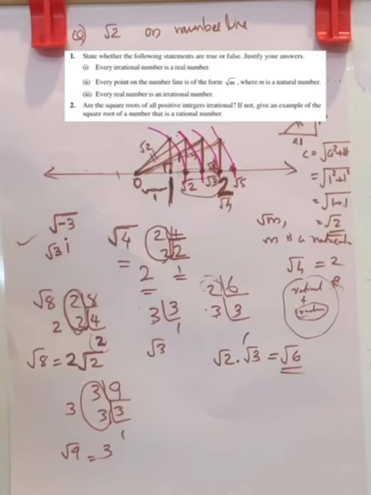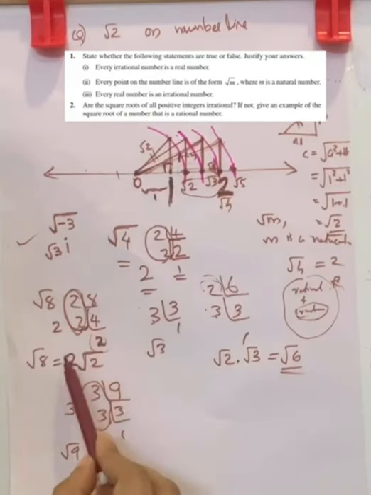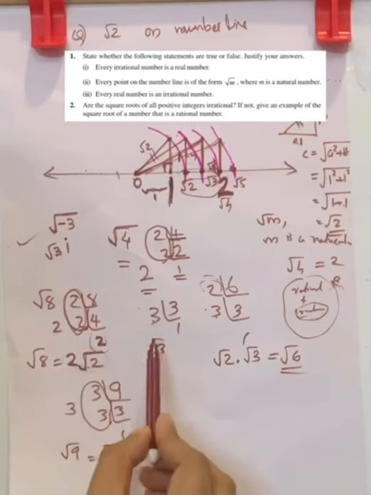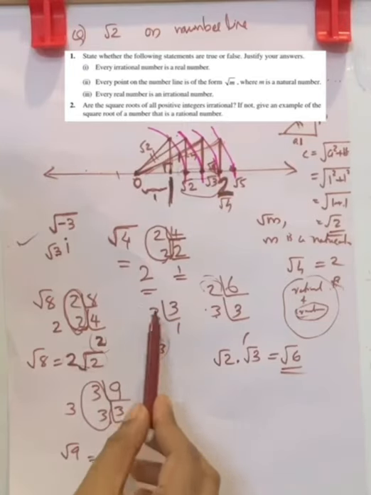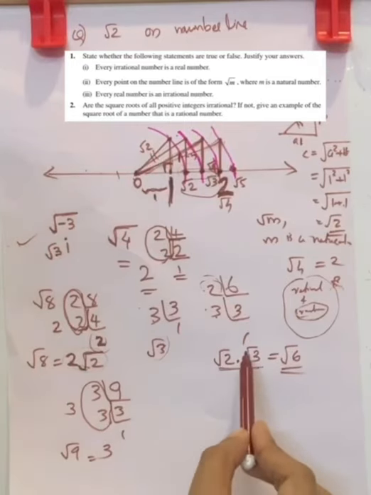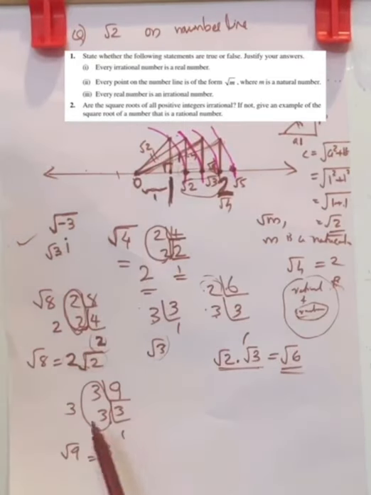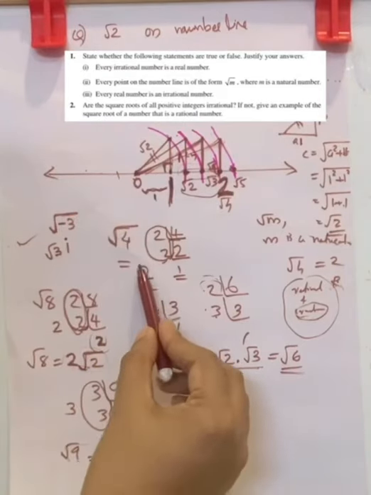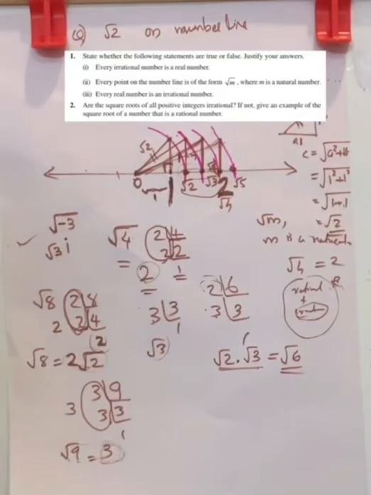So the question was, are the square roots of all positive integers irrational? No. Here, this is irrational because there is a root. This is irrational because there is a root. This is also irrational, that is root 6, root 2 into root 3, because there is a root. But what about root 9? It is not irrational. We get a rational number here. What about root 4? We get a rational number as an answer.